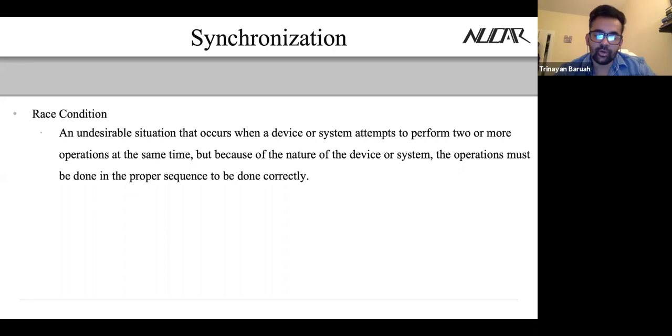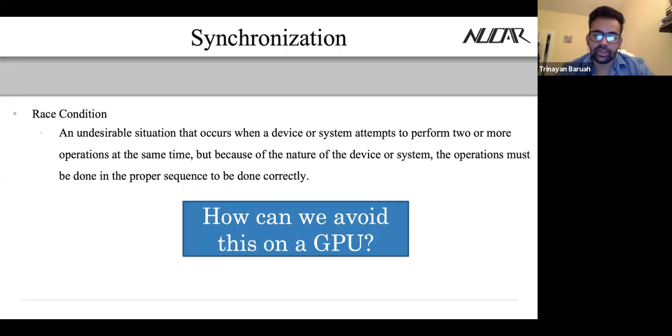If there is no way to ensure synchronization, then the final result you end up with is just 2 instead of 10 or 11, whatever it was. That is incorrect, and we need ways to ensure this does not happen. There must be some form of operation sequencing that is ordered, so that you can achieve the correct result. So the question is, how can we avoid this on a GPU?